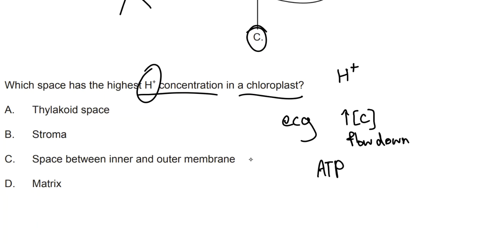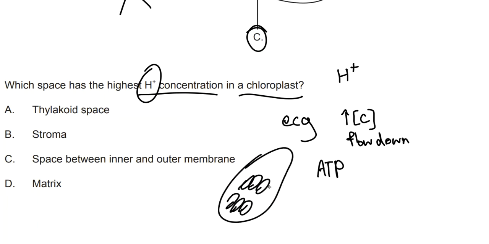So if we have a chloroplast, it's going to look something like this. I remember that the ATP itself ends up in the stroma because it needs to be used in the light independent reactions, the Calvin cycle. So H plus is actually pumped into these thylakoids. So it's going to be A.